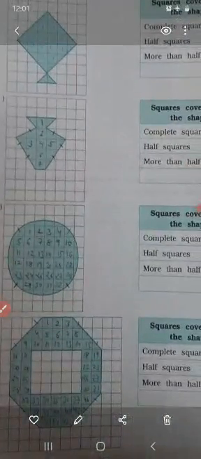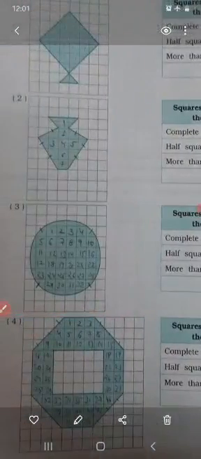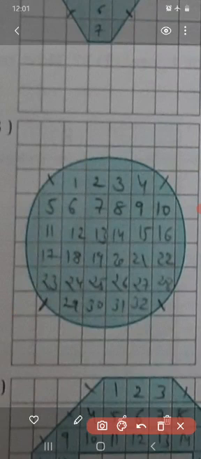In the same way, for the third figure, the number of full squares or complete squares is 32. You can write it down in numbers so that it will be easy for you. The full squares are 32 and half squares are 4. You can clearly see half squares are 4. This is 1, this is 2, this is 3, this is 4. So 4 will be divided by 2, so your answer will be 2. There are no more than half squares in the figure, so there will be a dash. So add 32 plus 2. That means in the last column your answer is 34 square centimeter.